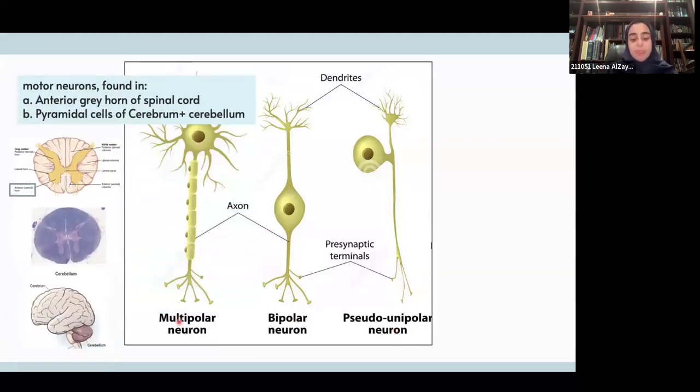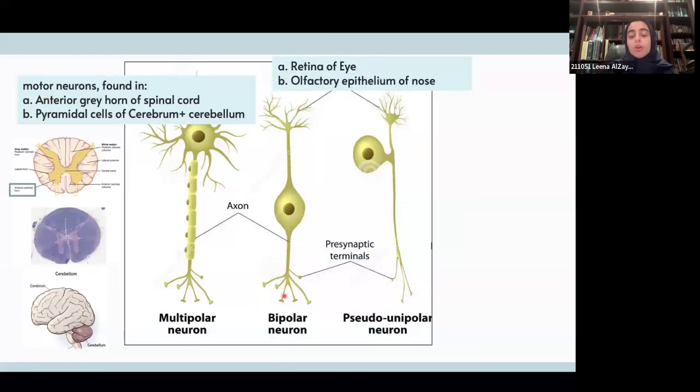As we said, the multipolar neuron is found in the anterior gray horn of the spinal cord, meaning it is used for the motor type of neurons. And it's also found in the pyramidal cells of the cerebrum and the cerebellum. So cerebrum and cerebellum pyramidal cells are considered a multipolar neuron. So we can see them in the cerebellum, cerebrum, and the anterior ventral horn of the spinal cord, which indicates that it's mainly for motor function.